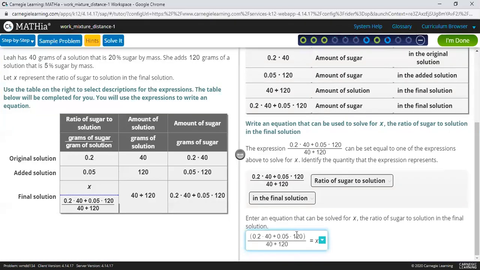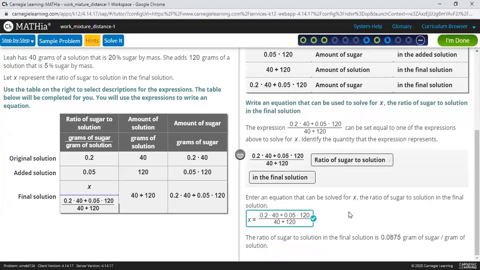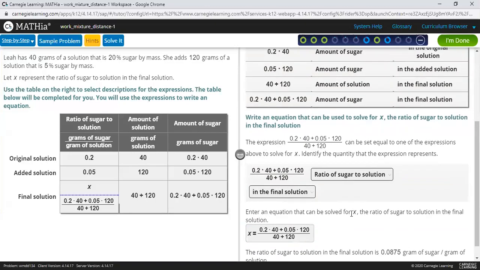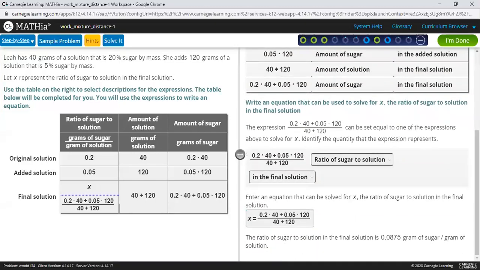There we go. Before we press enter, double check everything. It's not going to set me back because I'm not moving on, but that will set you back, and they'll probably make you do another problem like this if you make a small typing error like that. So make sure you don't. Good lesson learned. When you enter that equation in, they solve for X for you, and it looks like about 8 3/4% of the final solution is sugar by mass. So use this to help you with a mixture problem.